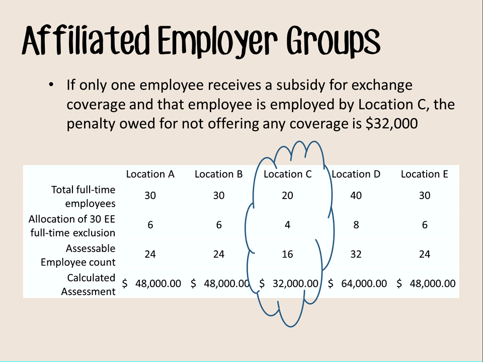Now, assuming that the member employer coincides with the location, if one employee in location C goes to an exchange for coverage, triggering a penalty, and no employee from any other location does the same, the penalty owed in this case would be $32,000 since that's the calculated assessment for that location only. And because the penalty is applied at the member employer and not at the entire group, the penalty again is only $32,000, not the much greater sum that would be owed if it's aggregated across all locations in this case.